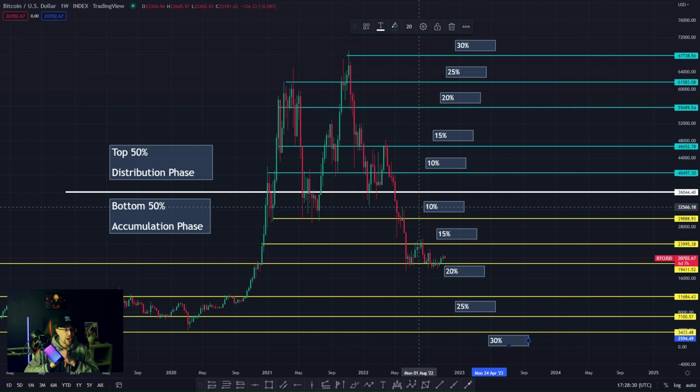So we've got the 50% level, we've got our middle line, which is going to be the important line for us, and we're not allowed to, of course, buy above this line, and we're not allowed to sell below this line. So accumulation phase below the 50% and distribution above the 50%.